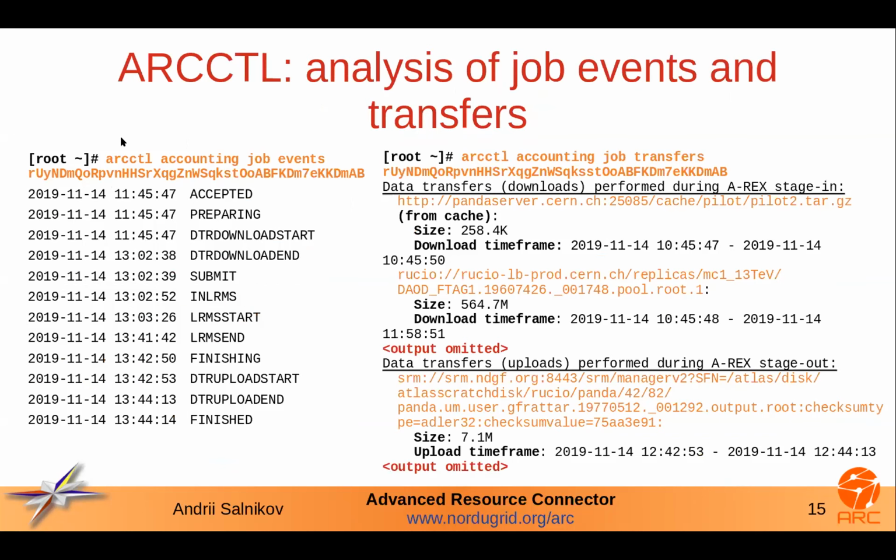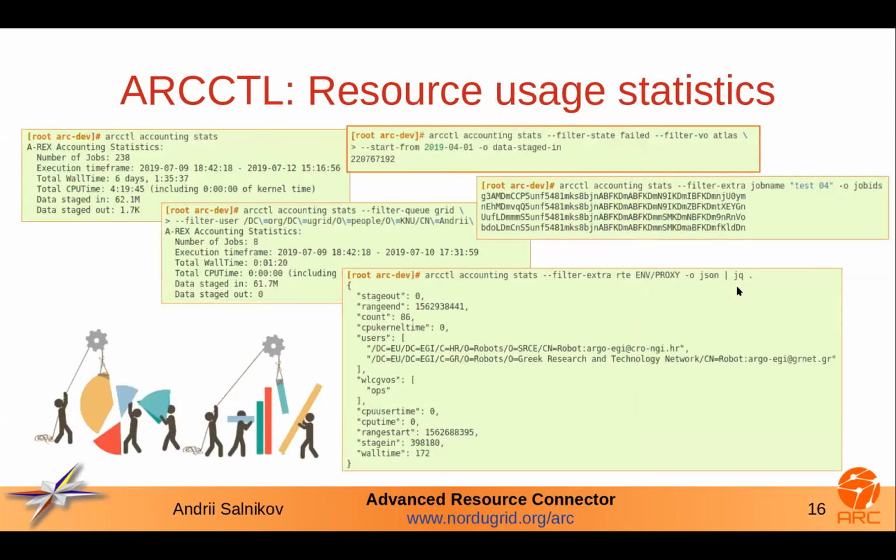Next, these are more examples about the events that are stored in the database. It shows a timeline of the job execution, starting from being accepted by the computing element and finishing, including downloading, uploading, and LRMS. Data staging statistics are on the right side of this slide. It shows you how much data was uploaded and downloaded, either by total stats or by detailed information, which exact URLs were used, and what size and speed it had. More examples can be found in the documentation.